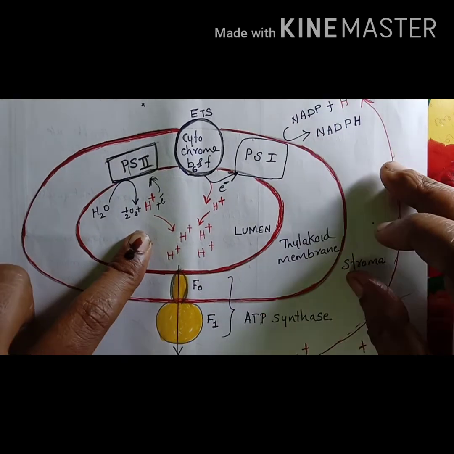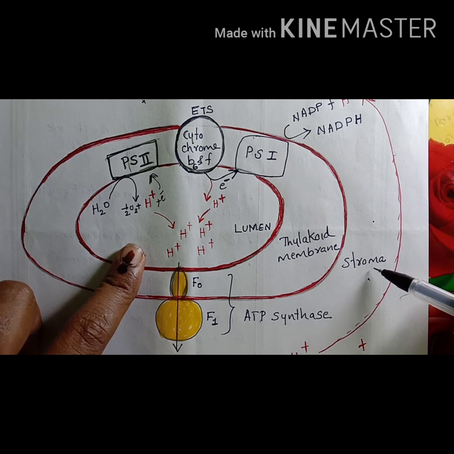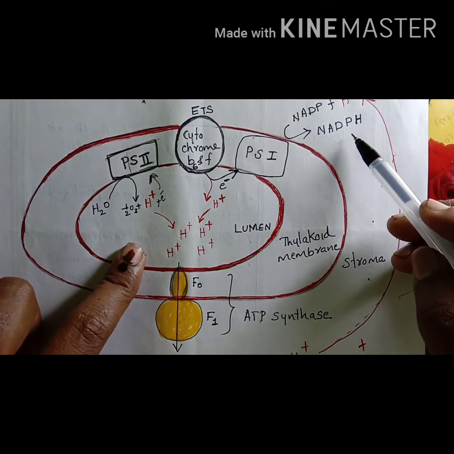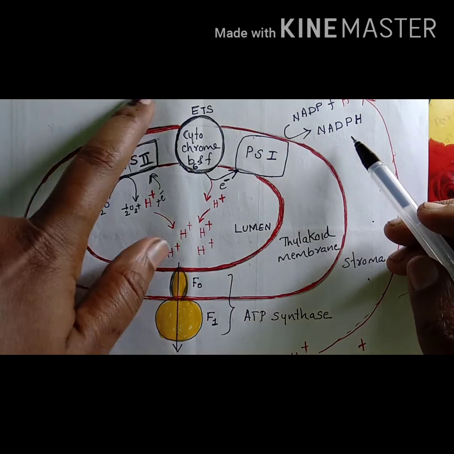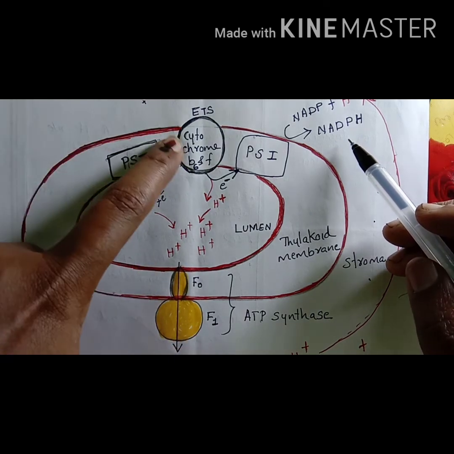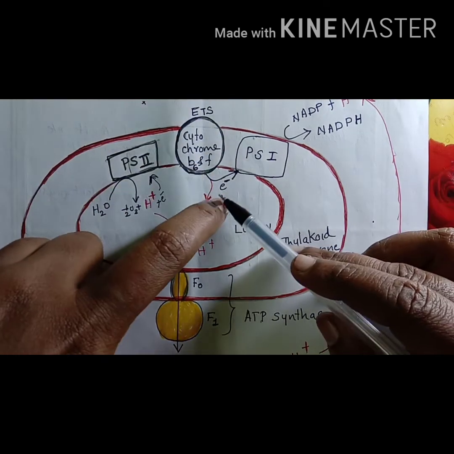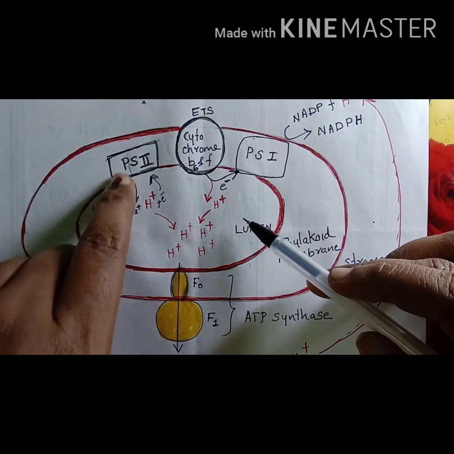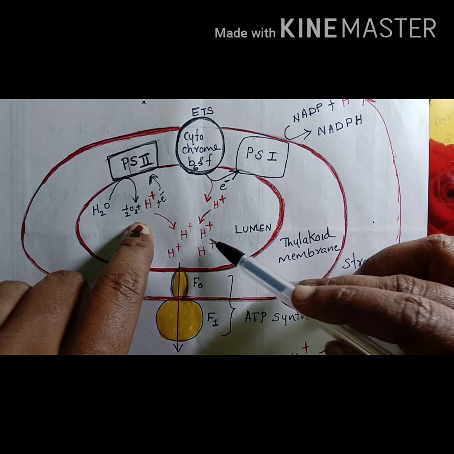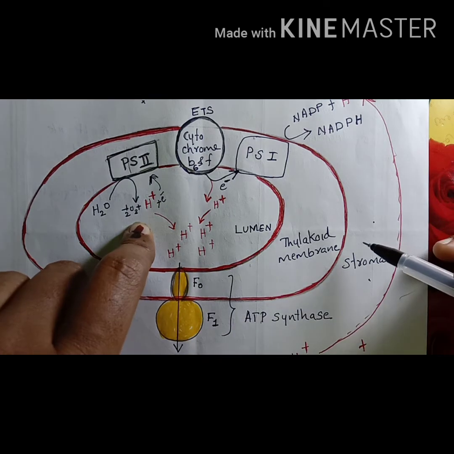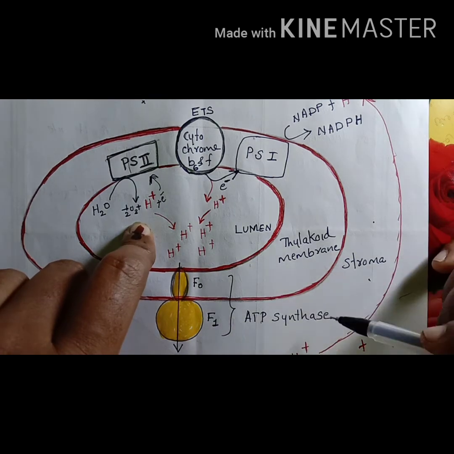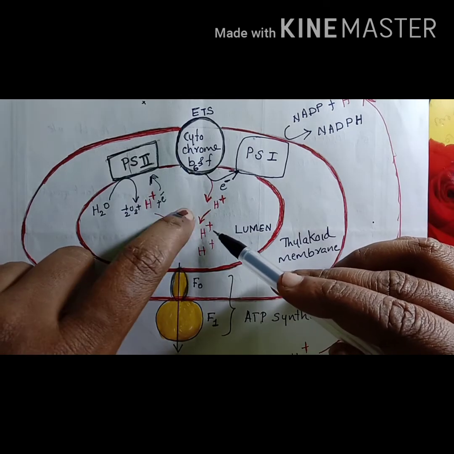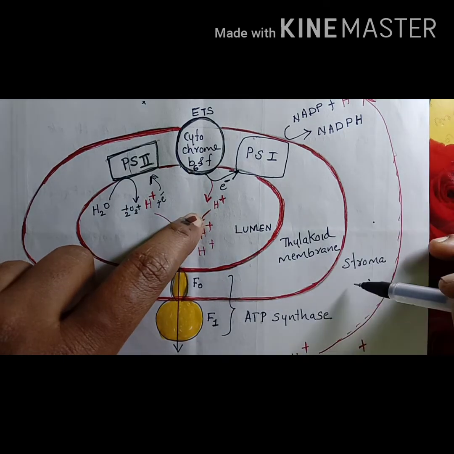So what happens is, in the stroma region, the deficiency of proton occurs. All the protons are utilized for NADPH formation, and some amount of proton is also carried along with the electron. And the accumulation of proton occurs inside the lumen. So here we can see the accumulation of proton inside the lumen, and deficiency of proton in the stroma. So this is called a proton gradient. Here we can see the proton richness, and here we can see the proton deficiency.